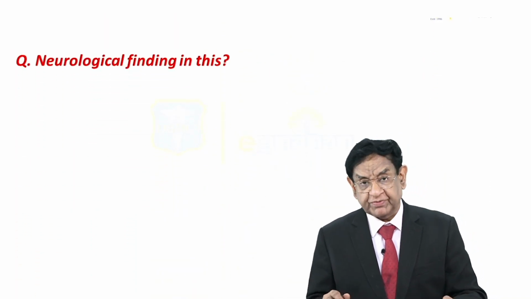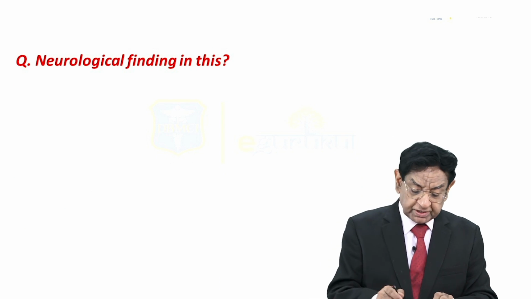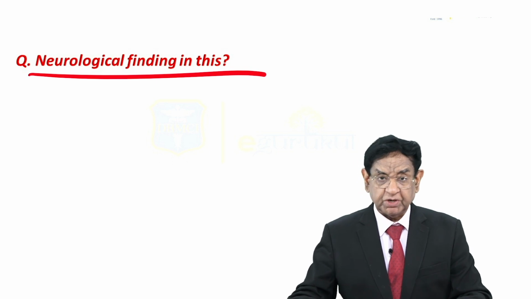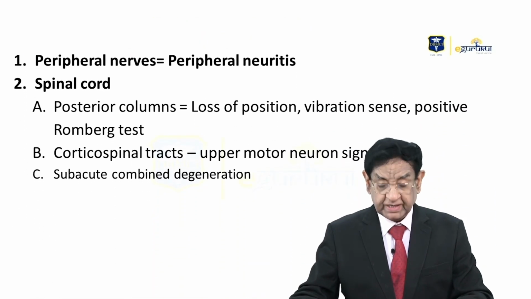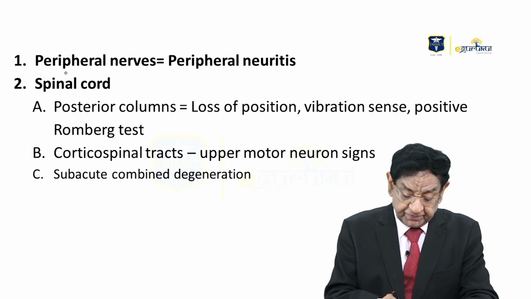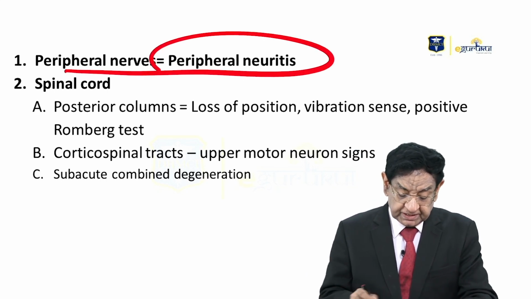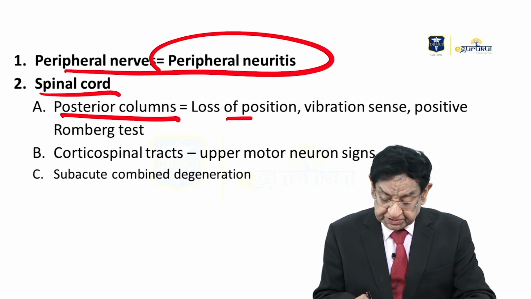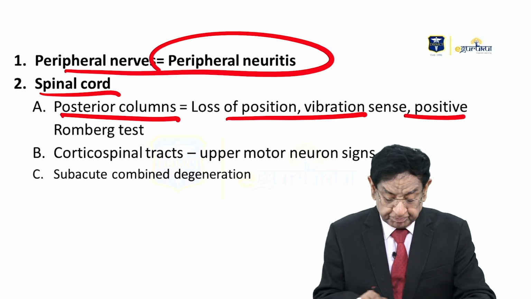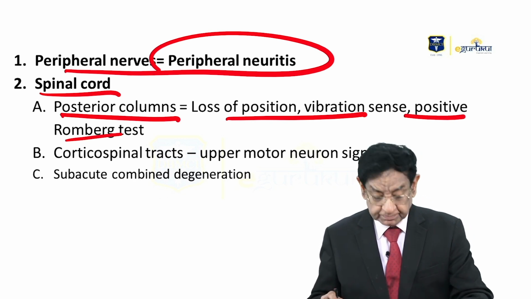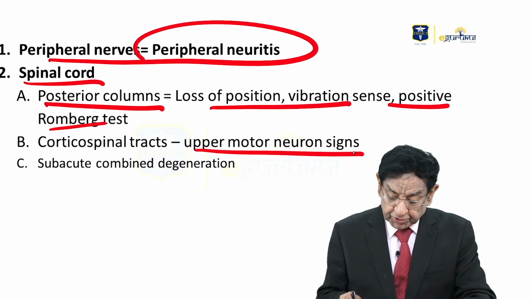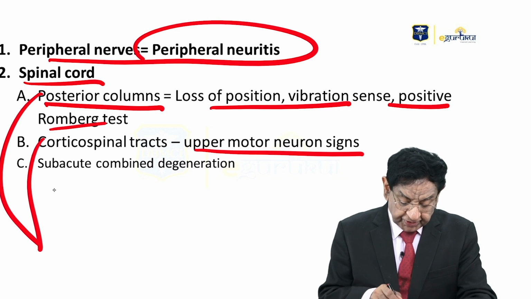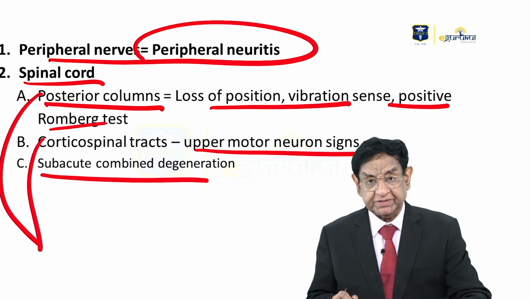Now, one more question for you. Stop the video, write down the answer. What are the neurological findings that we can see in a patient with pernicious anemia? Stop the video. Well, when you examine the CNS, we get peripheral neuritis in the peripheral nerves. In the spinal cord, there can be posterior column involvement that leads to loss of position and vibration sense, and that leads to a positive Romberg test. Corticospinal tract, upper motor neuron features are there. And due to these two together, we call it subacute combined degeneration.